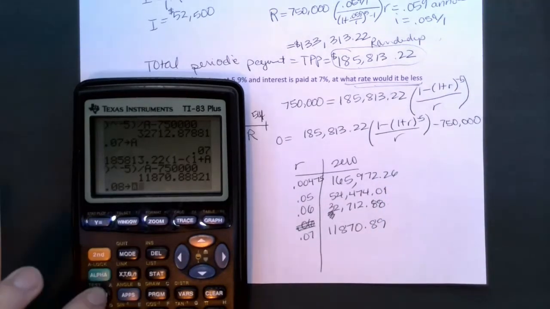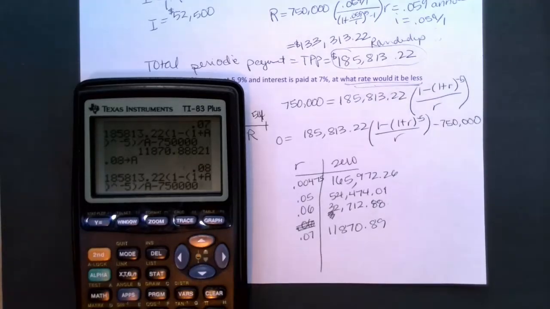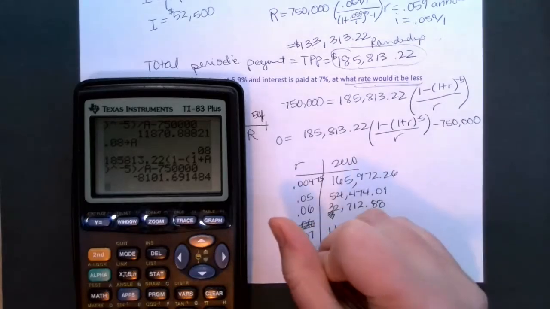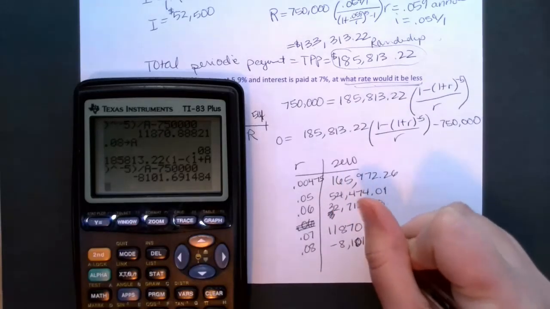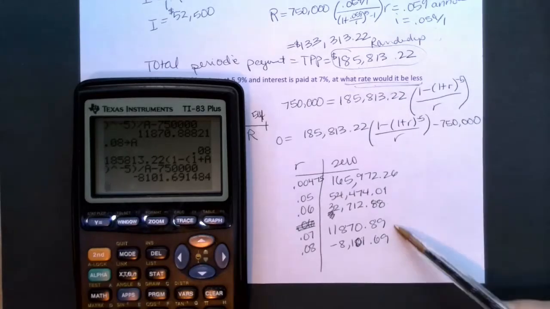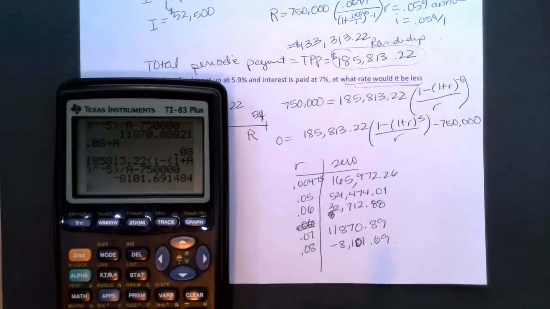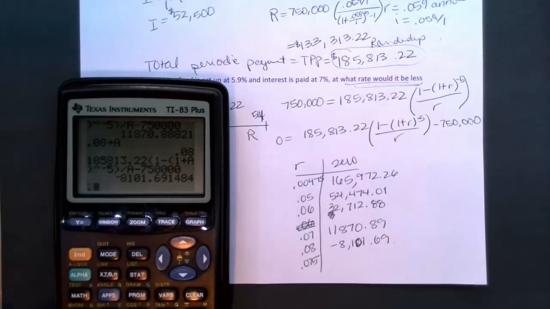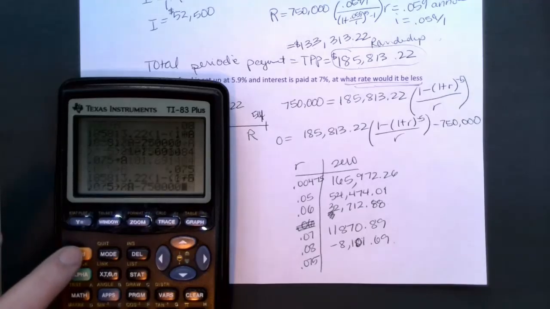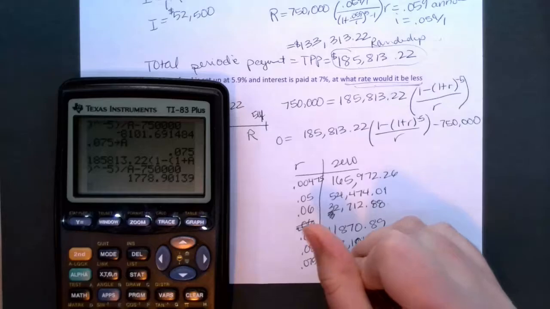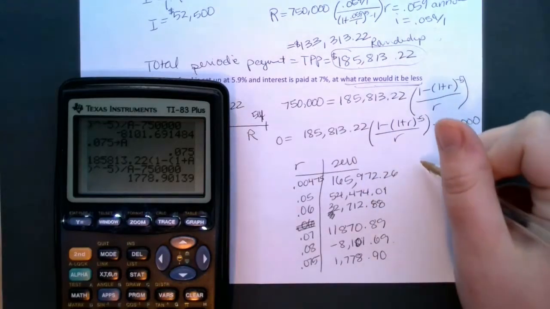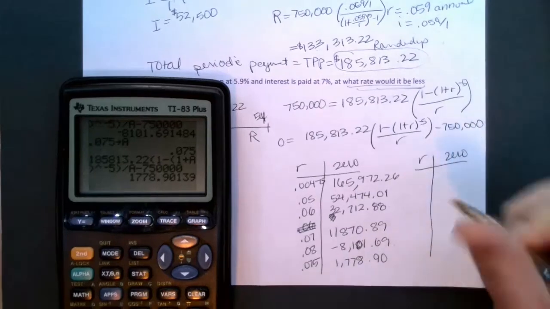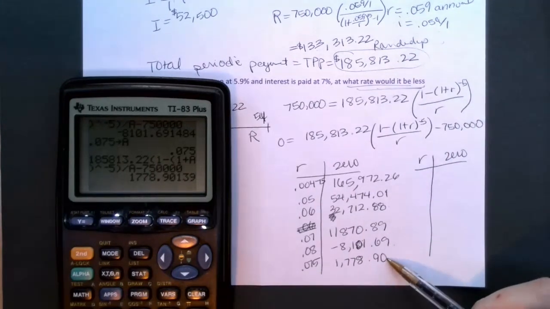Let's try 8%. And now we're negative. Okay, now we're negative. So that means our 0 is going to be somewhere between 7 and 8%. Okay, so let's try 0.075. Cut the difference. And we'll run it again. So we're at 1,778 and 90 cents. Okay, so now I want to look and I want to try to find that 0. This is still positive and my 8 was negative, so that means it's going to be between 7.5% and 8%.